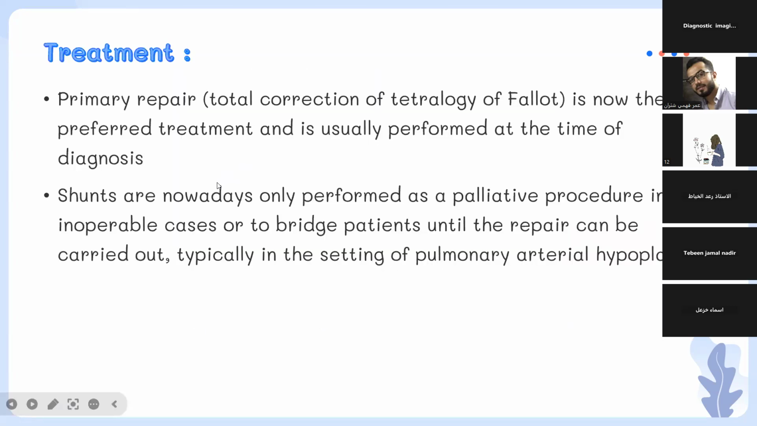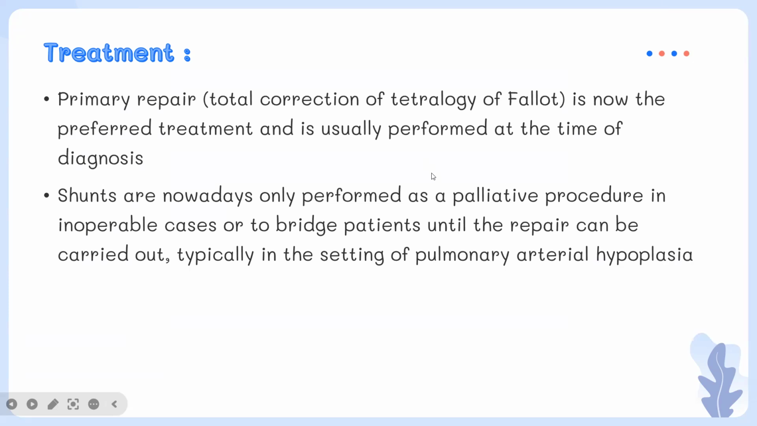Treatment: either primary repair or shunt. Primary repair, which is a total correction of the tetralogy of Fallot, is now the preferred treatment and is usually performed at the time of diagnosis. Shunts are nowadays only performed as a palliative procedure in inoperable cases or to bridge patients until their repair can be carried out, typically in the setting of pulmonary arterial hypoplasia.